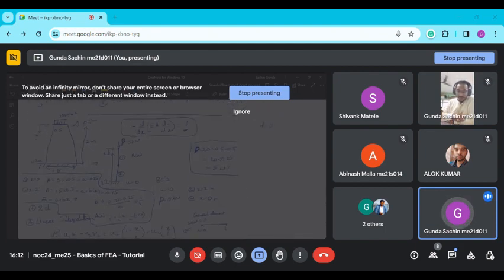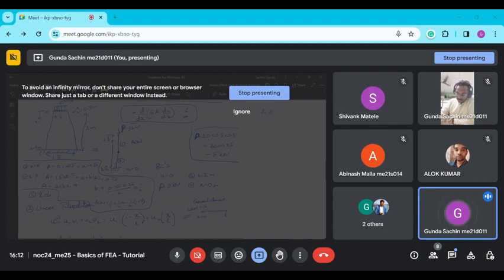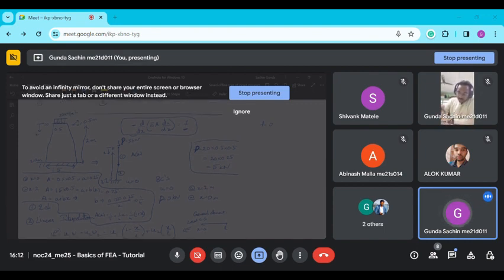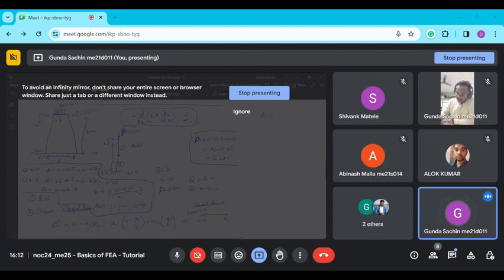I will just revise the problem once again, what we have been doing till now. So this is our problem statement where we have a bar problem with a load acting on top and fixed at bottom. We have the bar governing equation, this one, and then we want to solve it using FEM.